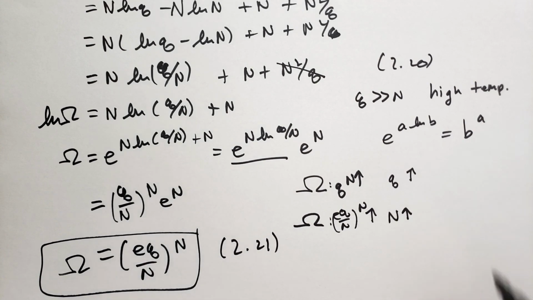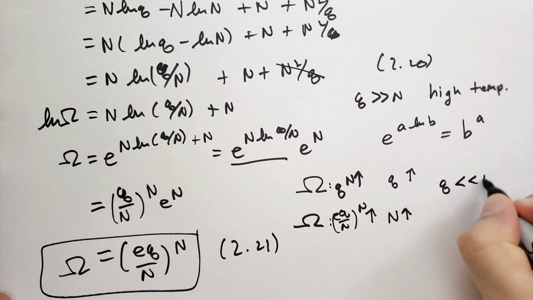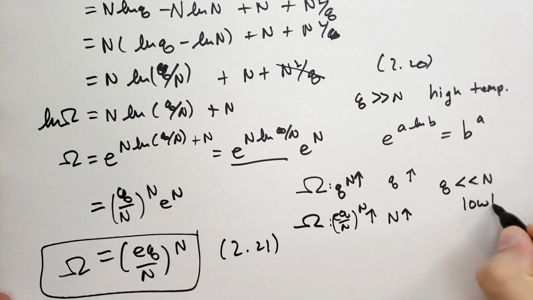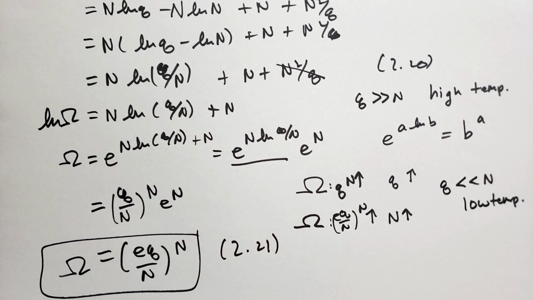Okay, we have problem 2.17 now, where you can try to do the same thing, but this time assume that Q is much less than N. This is what we call low temperature. Okay, and this is like the cryogenic limits. We're talking about energy that's near absolute zero.